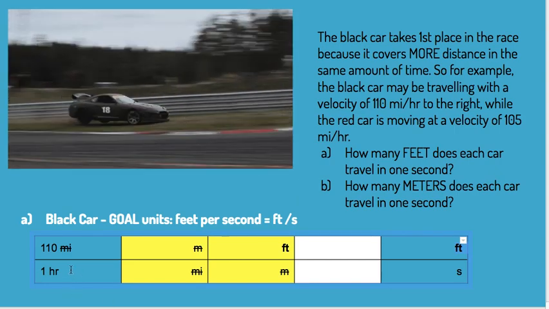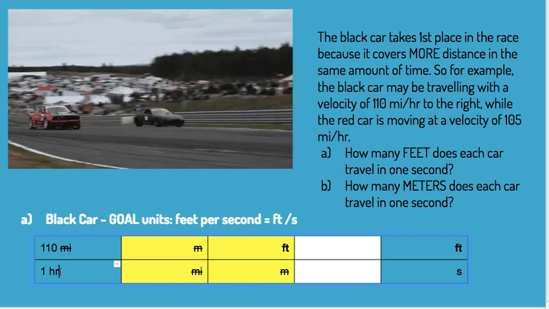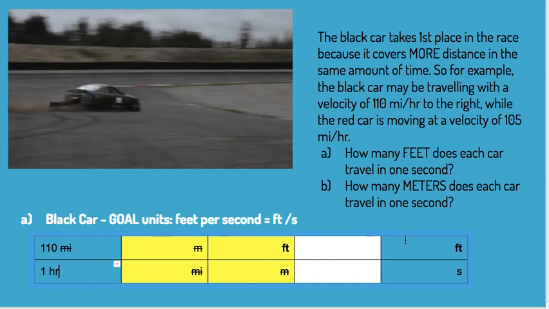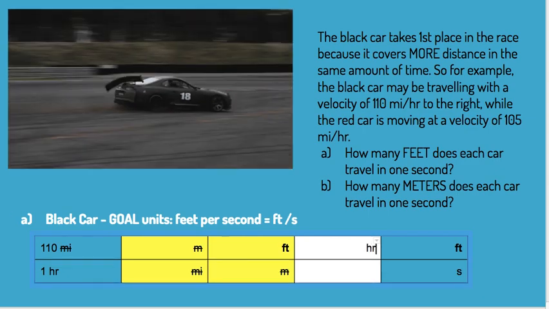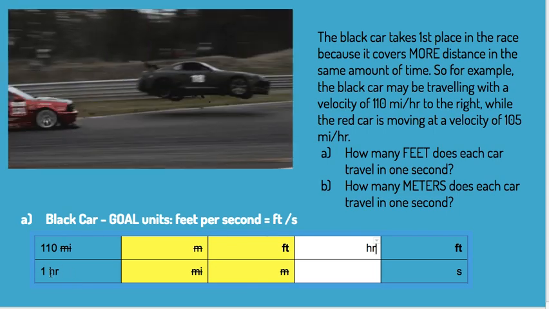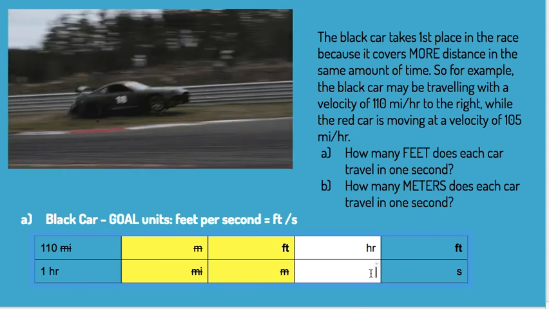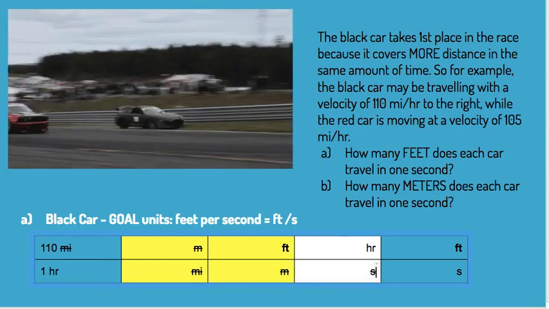And then I have hours on the denominator. So if I want to get rid of hours or cancel out hours, in this case I have to put hours on the numerator. So hours divided by hours should cancel out to 1. And then I'm converting to seconds, which is what I want.